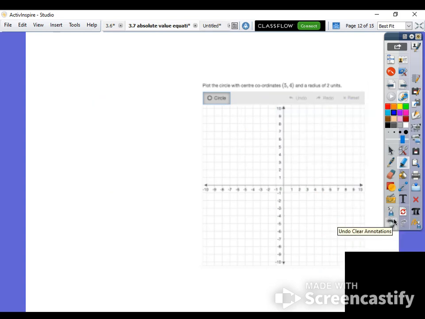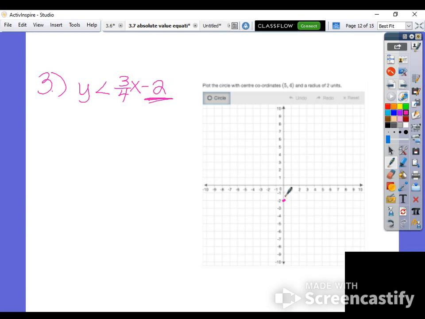Okay, next one. Oops. Might help if I started with x. Okay, this one, y-intercept's -2. Plot a point at -2. And then we want to go up 3 over 4. And then this time, there's no equal to sign under this, so it's going to be a dashed line.